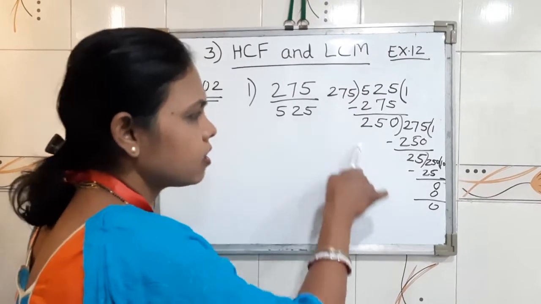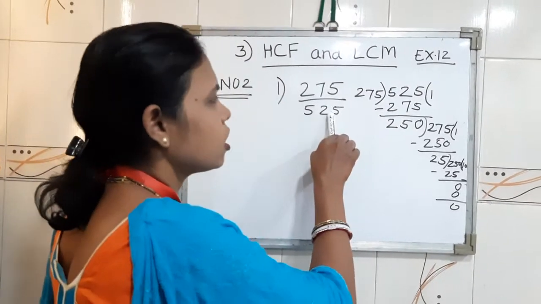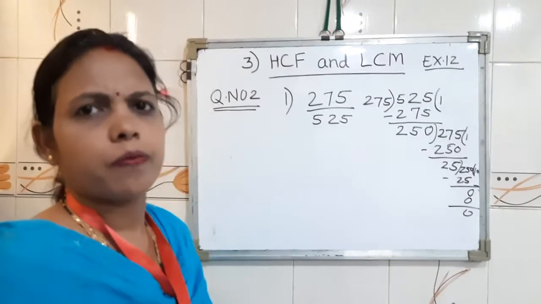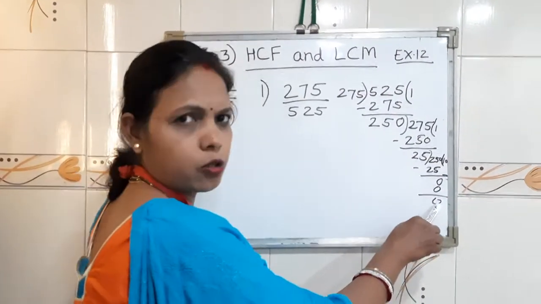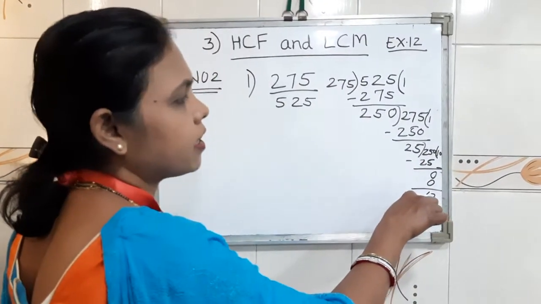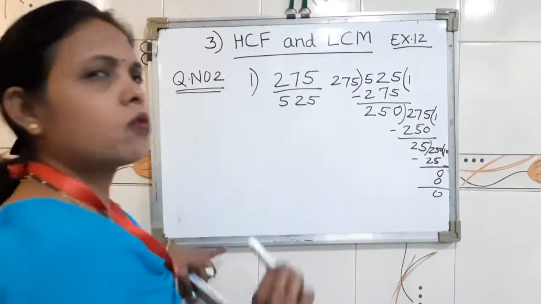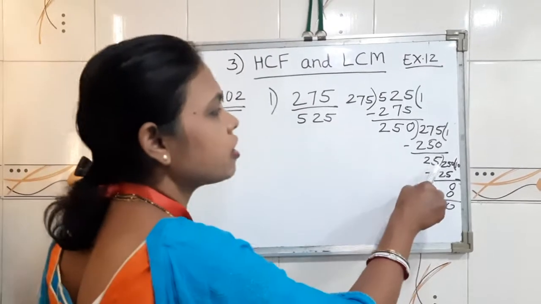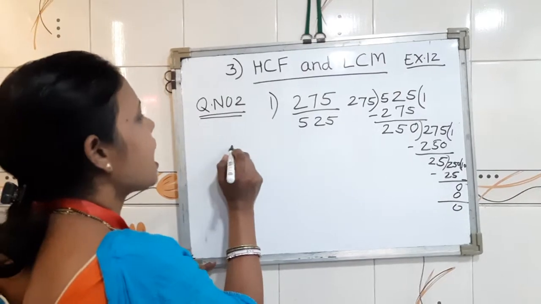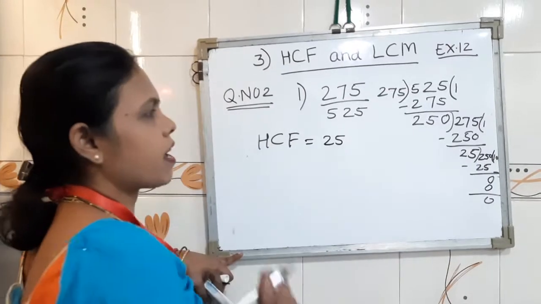When you divide the dividend, you divide it till your remainder becomes 0. Now here you are getting 0. Therefore, where you got 0 remainder, whichever number is the divisor, that one you are going to see. Now here the divisor is 25. Therefore, what will you write? HCF. Your HCF is equal to 25.